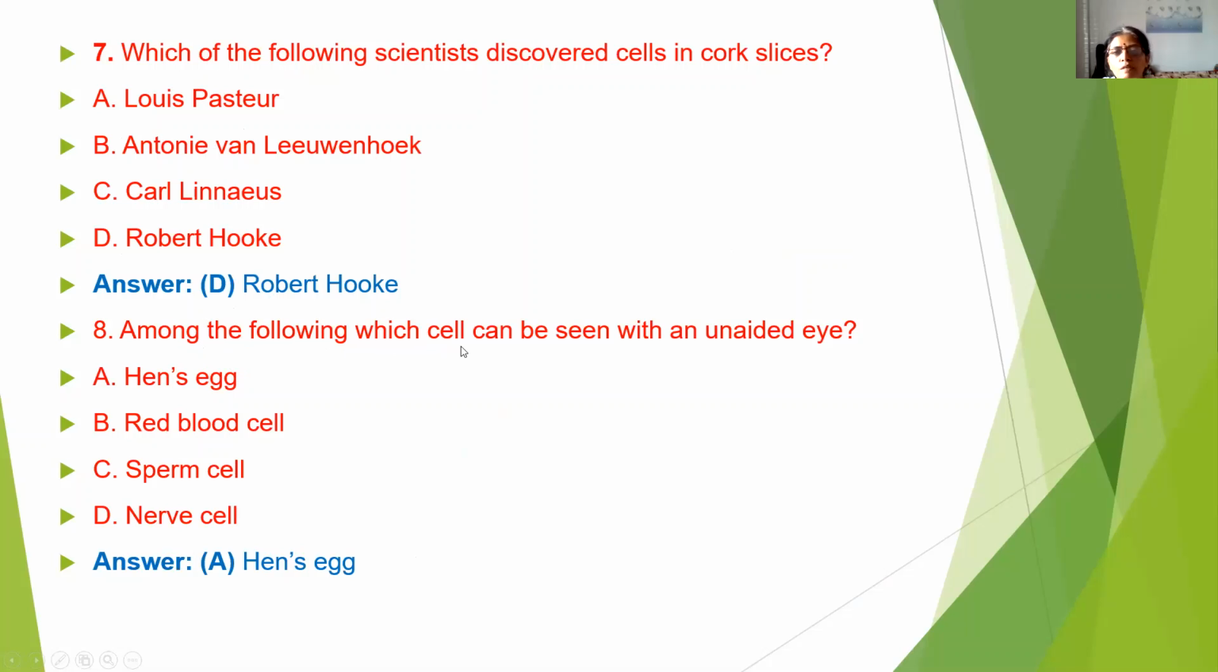Among the following, which cell can be seen with the unaided eye, that is the naked eye? Egg, red blood cells, sperm cell, nerve cell. So red blood cells, sperm cells, and nerve cells are microscopic. They cannot be seen by our naked eye. Hence, the egg is big enough to be seen with our naked eye. So the answer is egg.